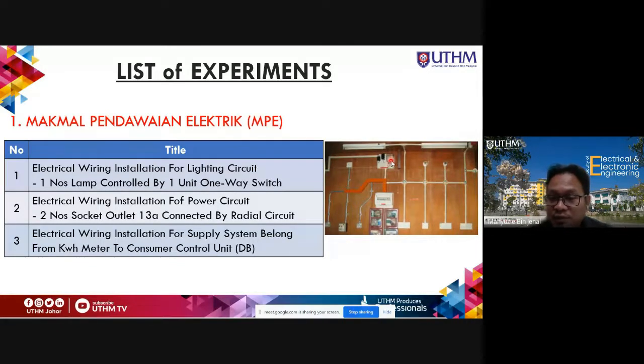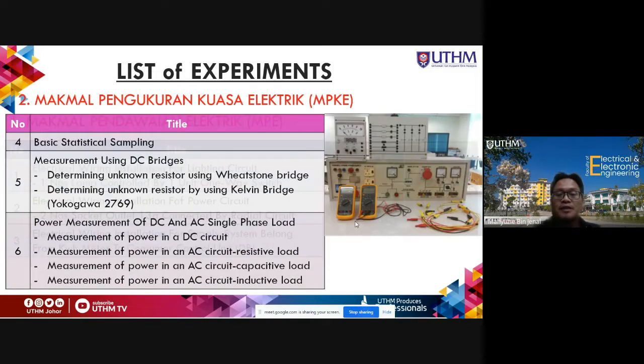So this is what we are going to do in the lab: the wiring installation from the kilowatt hour meter, the one I show here, down to your DB box. Inside the DB box, of course, we have the main switch, the ELCB, and the miniature circuit breaker. So that's for exercise 1, 2, and 3, the wiring lab.